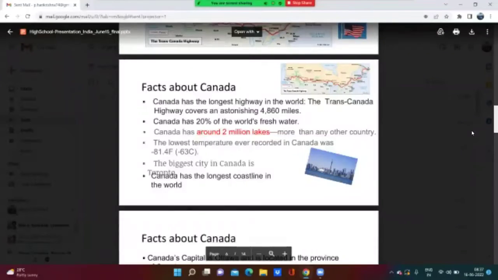The lowest temperature ever recorded was minus 81.4 Fahrenheit or minus 63 Celsius. That is very cold. I know from people that I have talked to, for example in Winnipeg. Winnipeg is in the flatlands, in the prairies, and in the prairies it gets extremely cold. So they have a drip coming out of their nose for sniffles. It will freeze right on the nose. So they have to cover themselves up pretty bad.